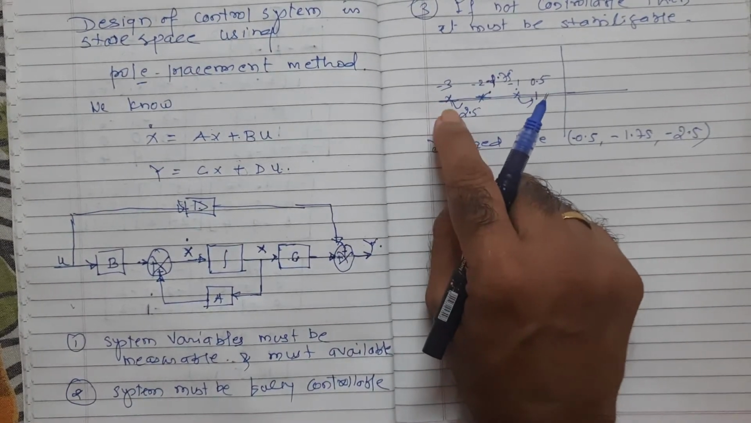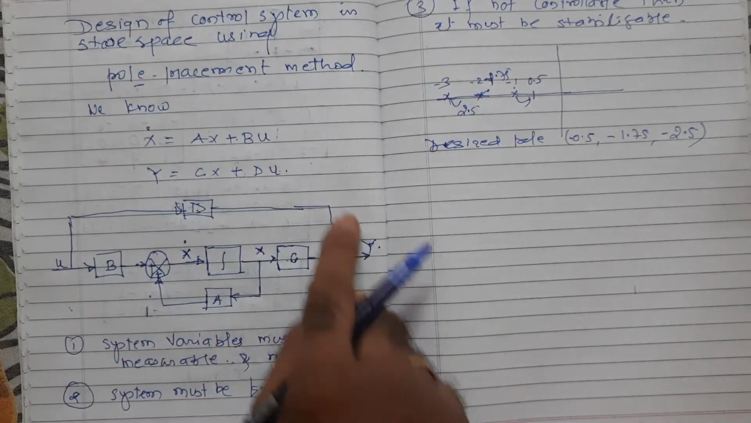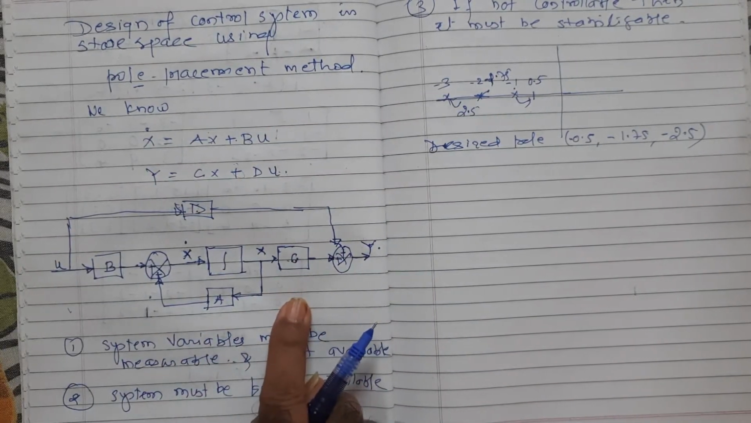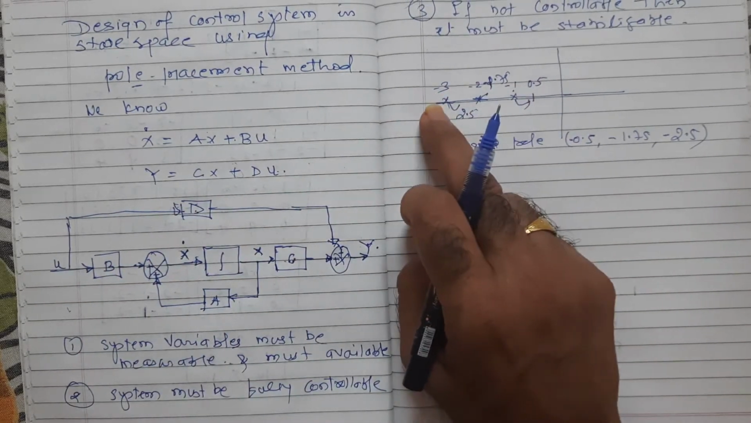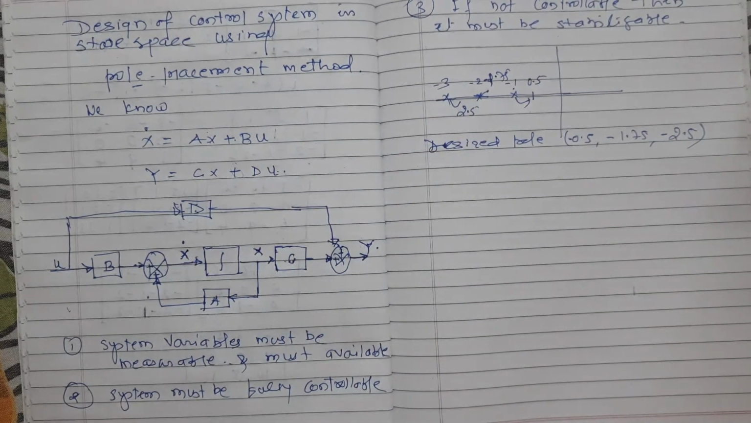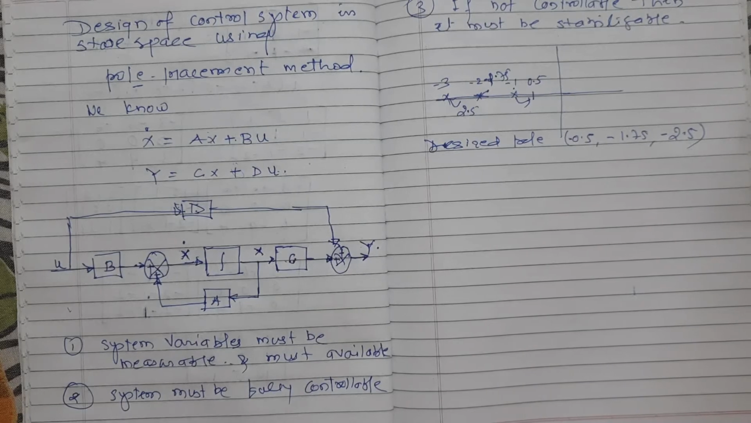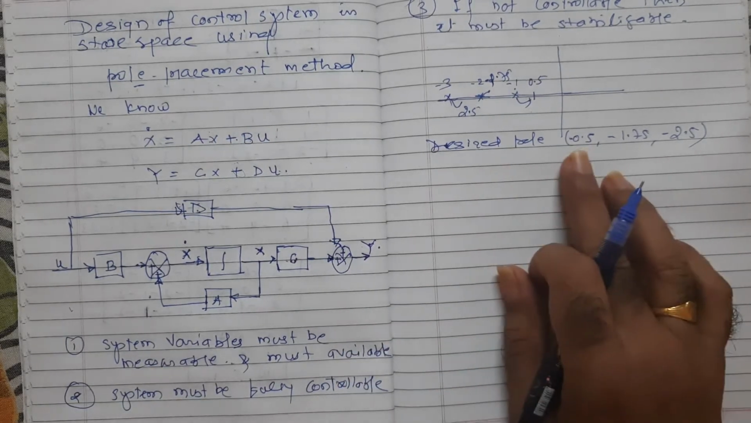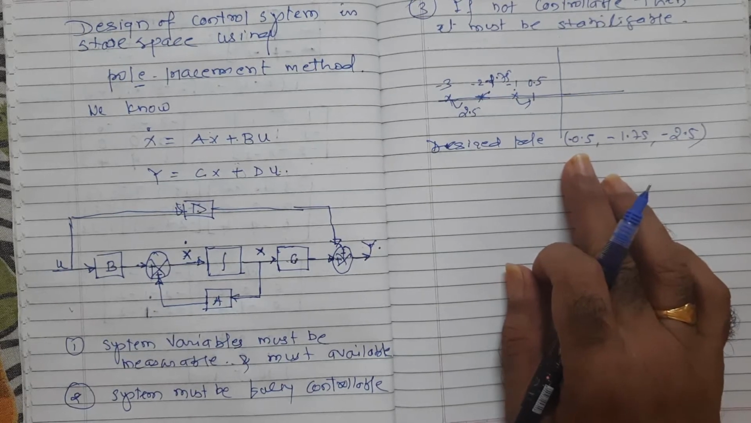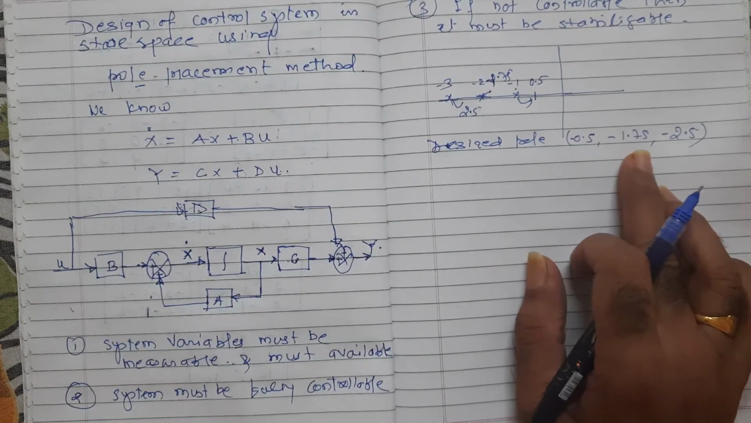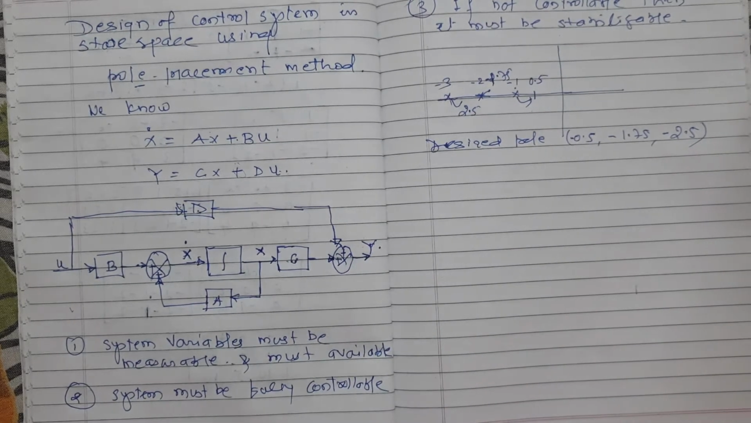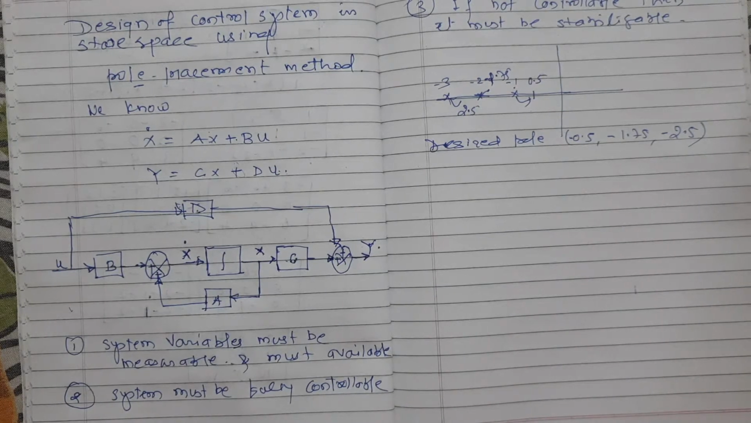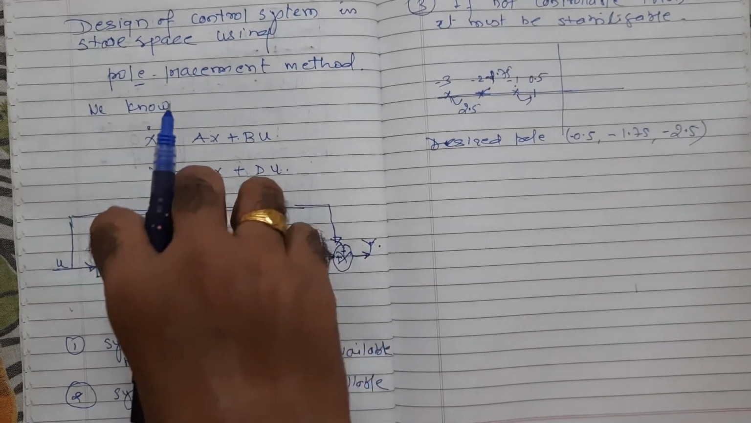Now see here, when my system is like this one, I got the poles at -1, -2, and -3. But now I want to design the system with some desired pole locations. I want one pole to be at -0.5, the second pole at -1.75, and the third pole at -2.5. How can I do this? So I have to do something in my control system.